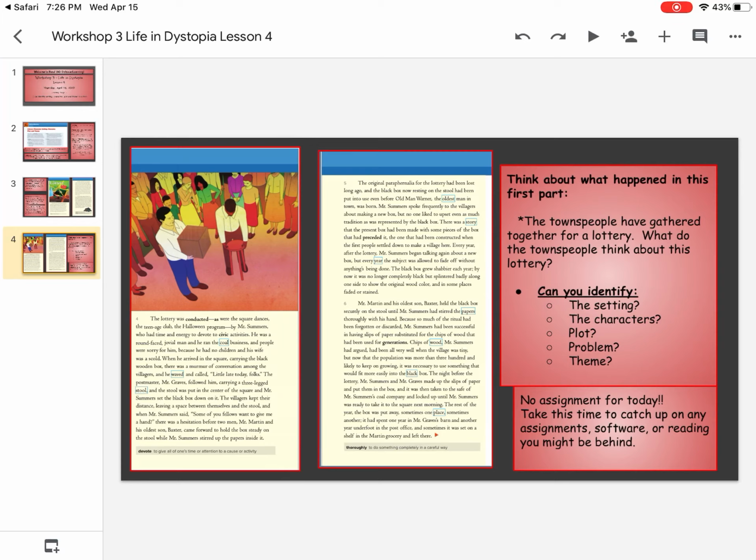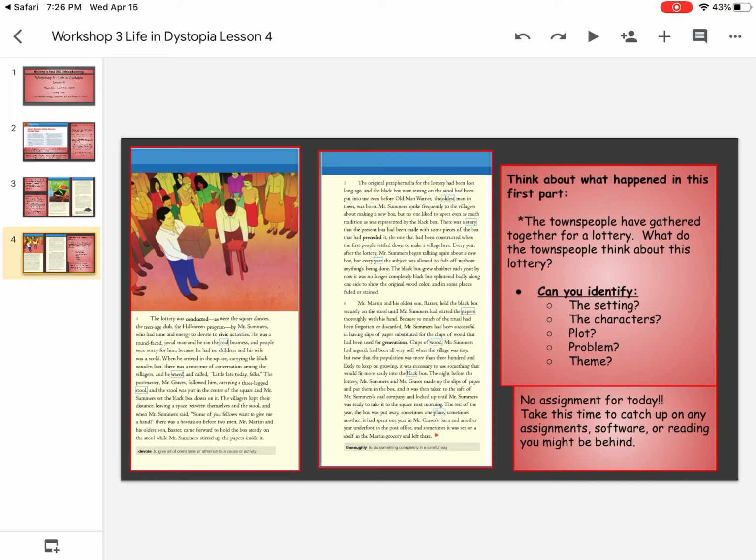Okay, students, we're going to stop. This is the first part. Now, what I want you to do is think about what has happened in this first part. A couple of things popped out at me as I was reading the first part of the story. They talked a lot about some stones, and I'm trying to think, why is that important in this part of the story, the lottery?